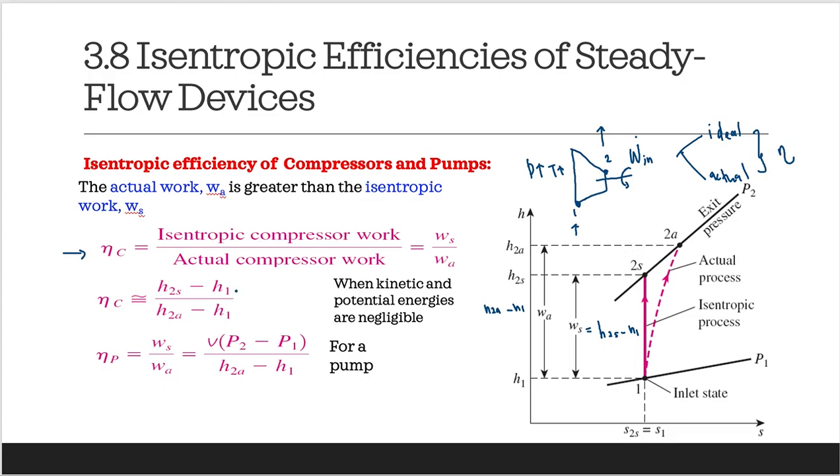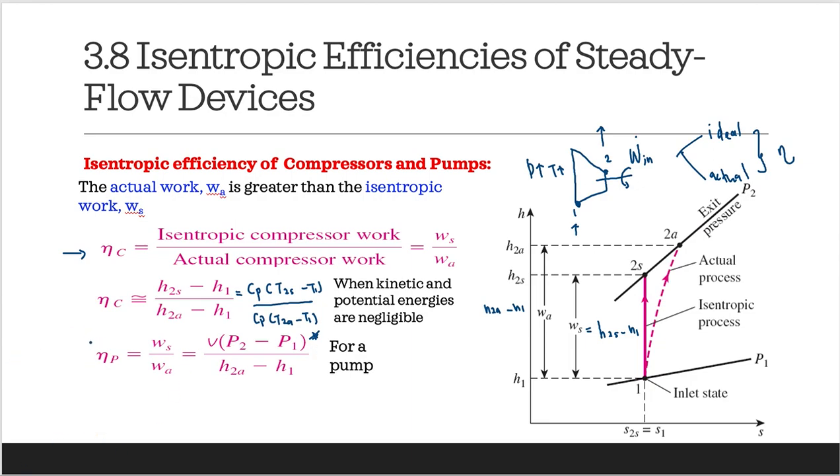Okay, if the substance that enters the compressor is liquid, then we can find enthalpy from the property table. But if the substance that enters the compressor is gas, then we have to modify this equation with Cp: Cp T2S minus T1 over Cp T2A minus T1. So this is for the compressor.